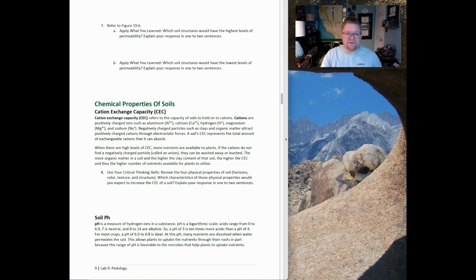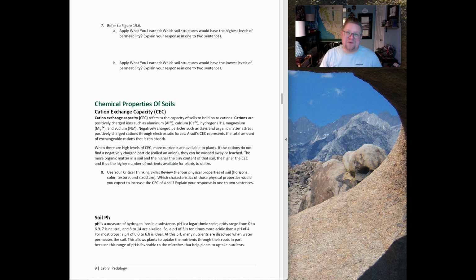Question 7 says, referring to figure 19.6, answer these questions. Part A, apply what you've learned. Which soil structures would have the highest levels of permeability, meaning that water has a better rate of transferring through? Part B, apply what you've learned. What soil structure do you think would have a low level of permeability, meaning that it will not be permeable? It will not allow water to transfer effectively.